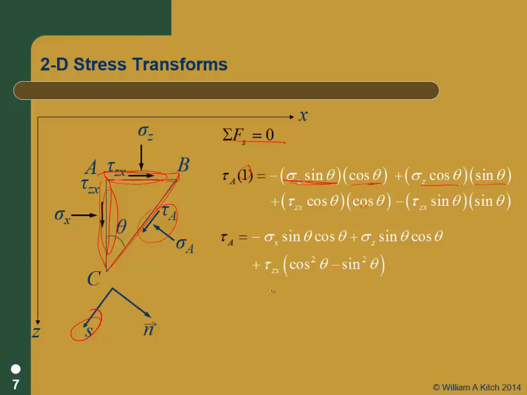So when I add those all together, I'm going to get that the tau in the A plane, tau A, is minus sigma x sine cosine plus sigma z sine cosine plus tau zx times cosine squared minus sine squared. That's the identity from this. I'm not going to do the little trigonometric identity there. So everybody with me? All I've done is sum forces in each direction and then convert it back into stresses.